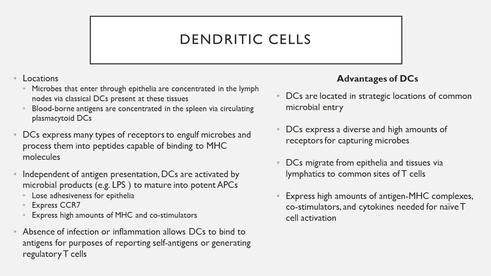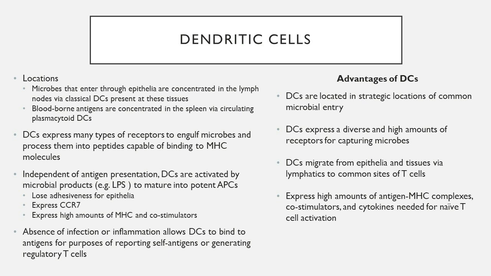Now, there are 4 key traits that make dendritic cells more advantageous in terms of antigen presentation than their other APC counterparts like B cells or macrophages. The first is that dendritic cells are strategically located at common sites of microbial entry, right? So sites like the epithelia, in tissues that may be colonized by microbes. Second is that they express receptors that enable them to capture and respond to microbes.